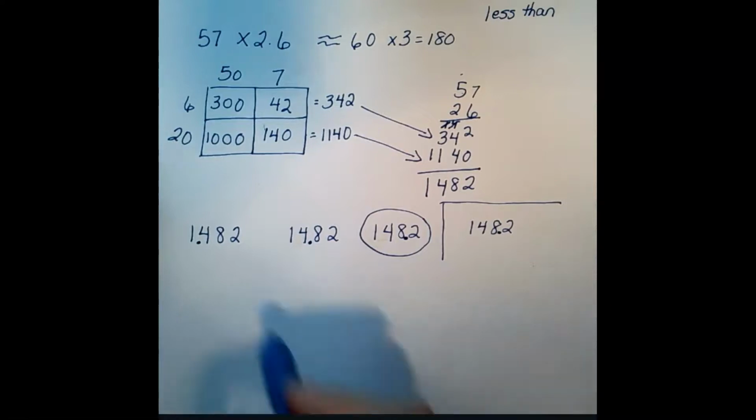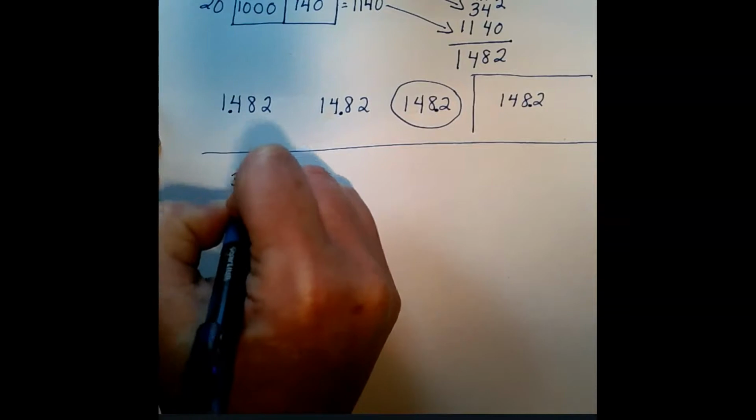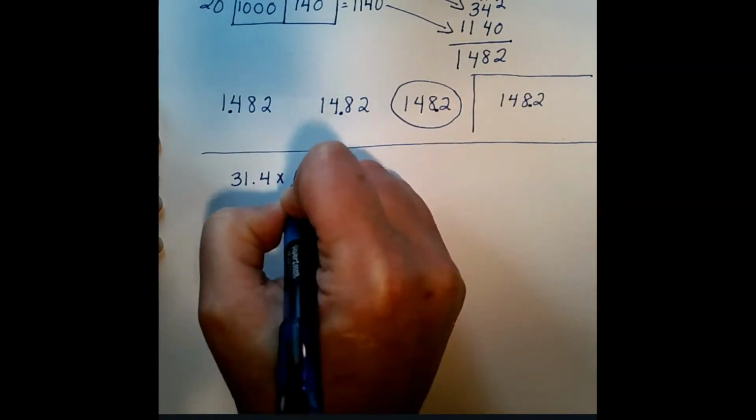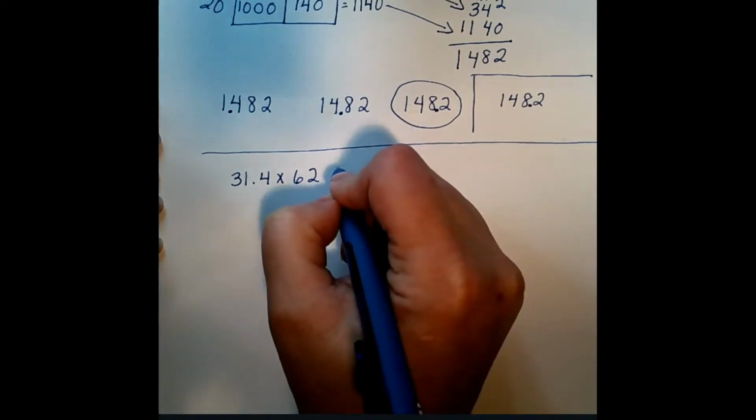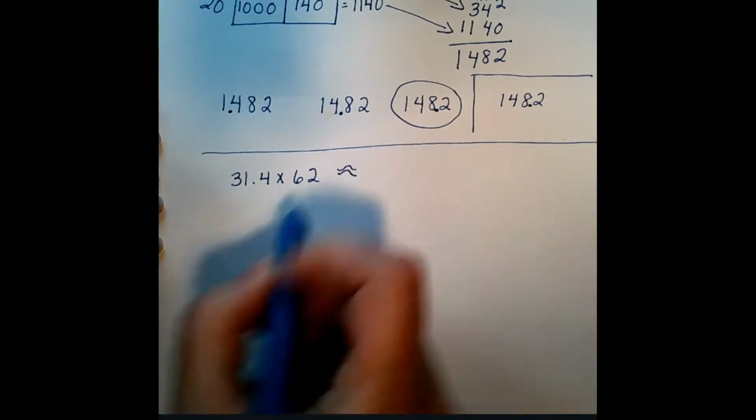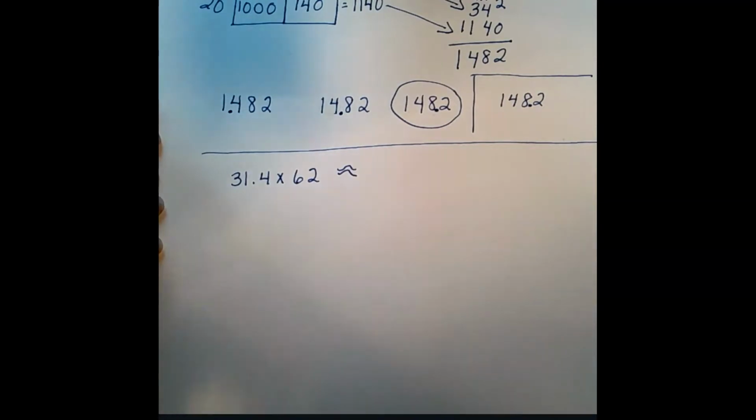Let's try another problem. Our problem is 31 4/10 multiplied by 62. The first thing I want to do is round so that I can get an estimate of what my answer should be. Go ahead and round these two numbers and estimate.